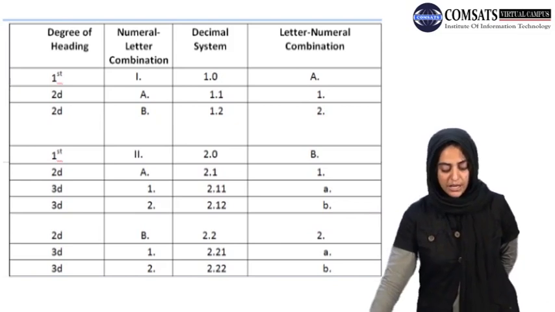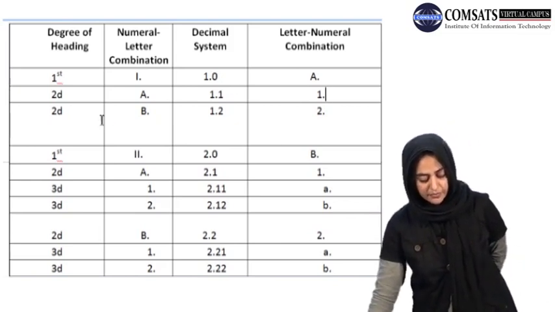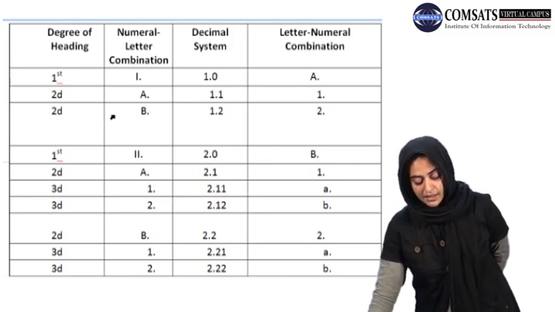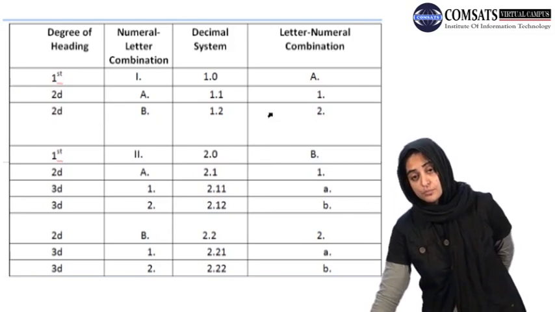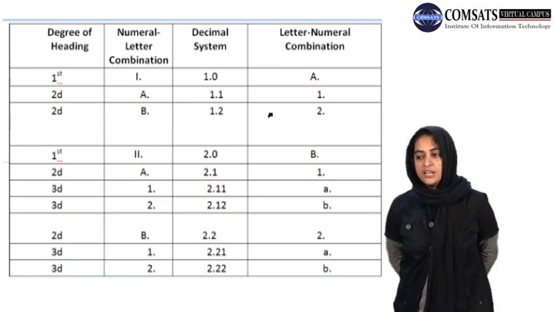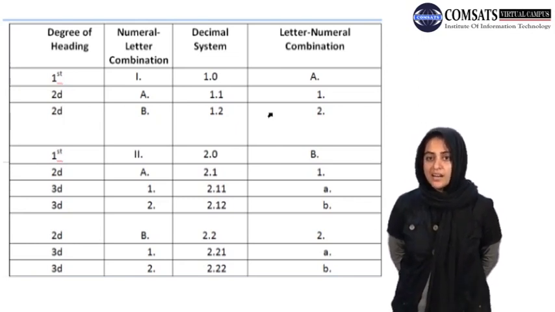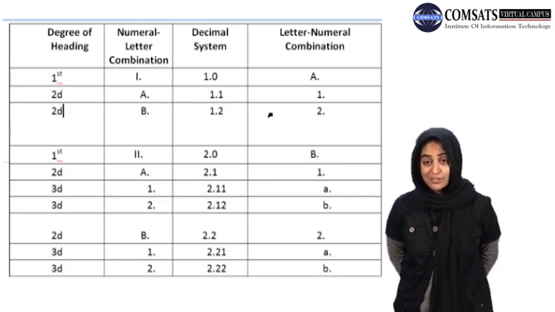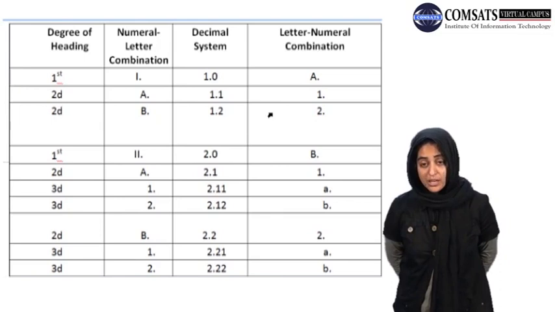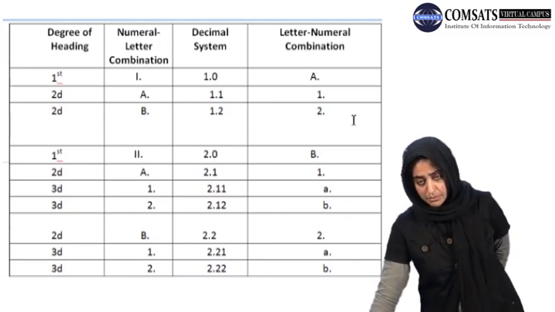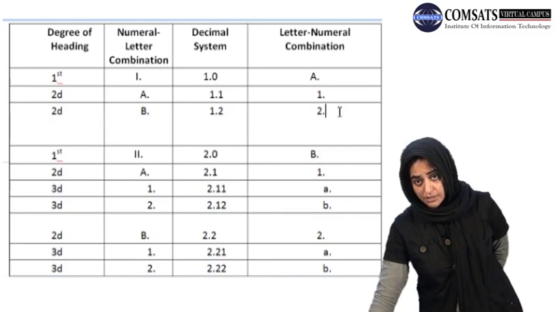Dear students, after that we are having another second degree. As you can see on the sample table, second degree heading. And as I told you, whenever you are supposed to label the second degree headings through letter numeral combination style, you will be labeling them by round numbers with a dot in front of them. So here is the second degree coming for the second time. It will be labeled as round number 2 with a dot in front of it. Why are we labeling it with round number 2 with a dot in front of it?